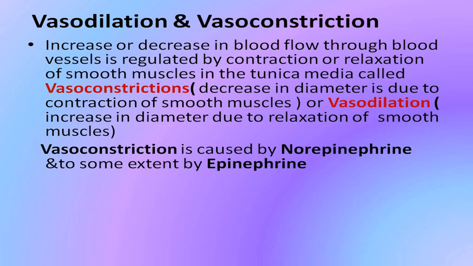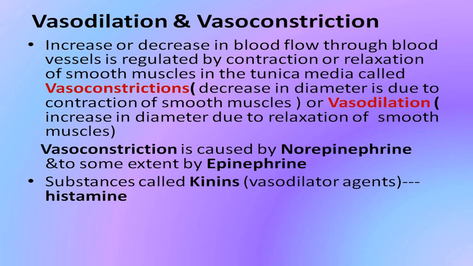Vasoconstriction is also caused by some hormones, that is norepinephrine, and to some extent by epinephrine as well. Norepinephrine and epinephrine are hormones secreted by the adrenal medulla. The adrenal medulla is a part of the adrenal gland which is present just above the kidney.